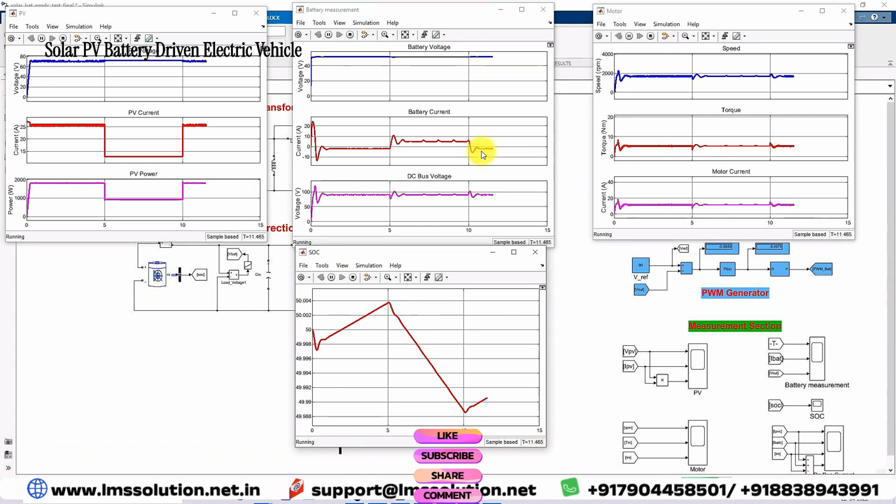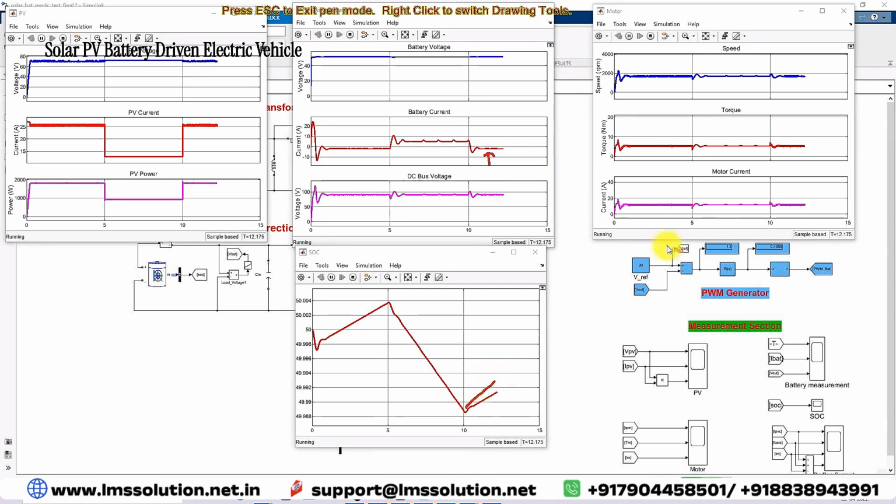The battery current, here you can see, comes to negative, and here you can see that the battery SOC keeps on charging. Here you can see the speed of the motor is maintained around 1700 RPM. This is the torque of the machine. The torque of the machine is maintained constant. The motor current is also maintained constant despite any changes on the PV side. So the PMDC motor is always getting power from either the PV or the battery. So this is the working of the solar PV battery driven electric vehicle employing a transformerless buck boost converter.